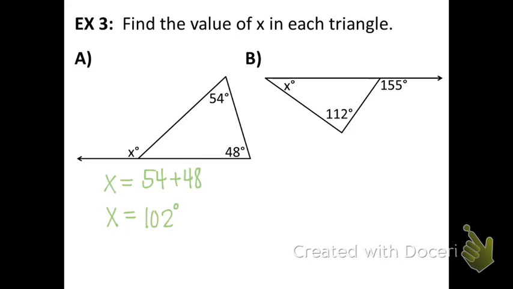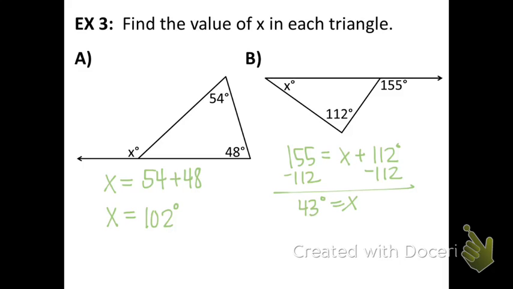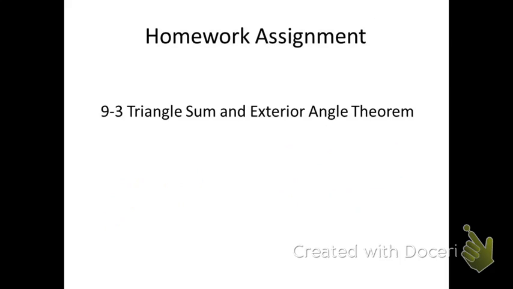Okay, this one in part B gives us the exterior angle. So we're going to say this is equal to the sum of the other two angles, the interior angles. To solve for x, we subtract 112, and x equals 43 degrees. Okay, that should help with your assignment 9.3, triangle sum and exterior angle theorem. Good luck.